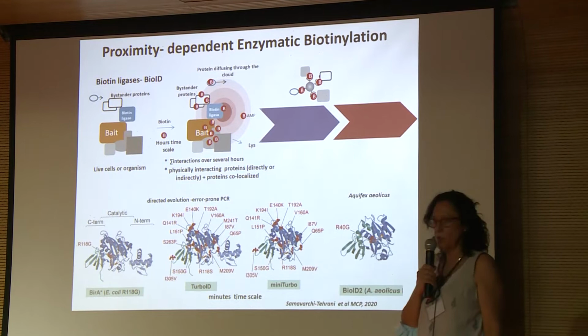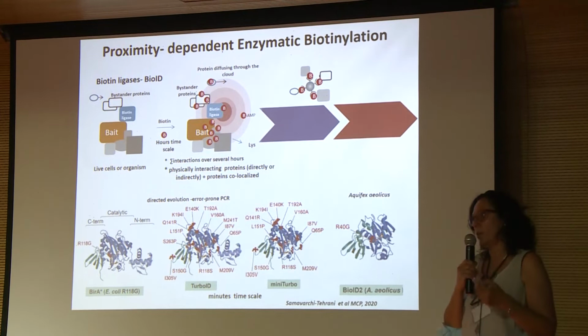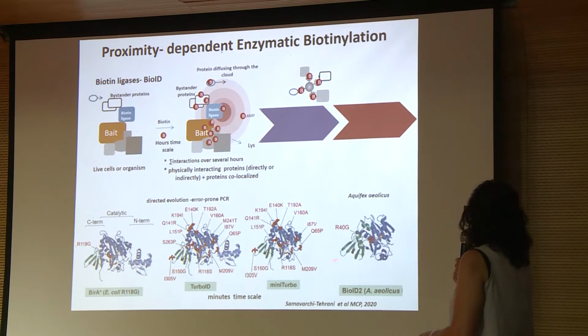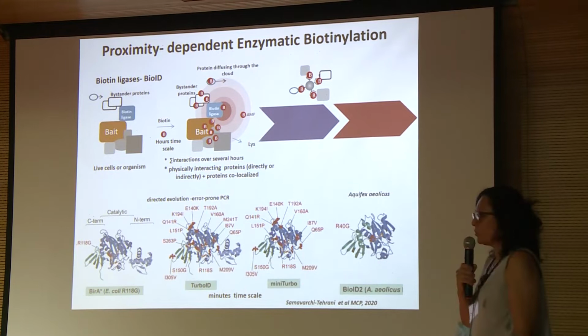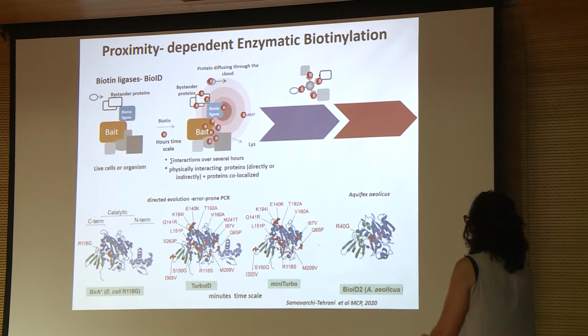Because the problem here is that we are doing an average of a lot of things that are happening in this period. So to do more precise labeling, which is mostly needed if you are going to study dynamic processes, then you have to use these other versions of the protein that can do the same in very short periods. And other sources are also being explored, not E. coli, but in this case, this is a thermophilus that has a smaller protein that also can carry this arginine substitution to perform promiscuous biotinylation.